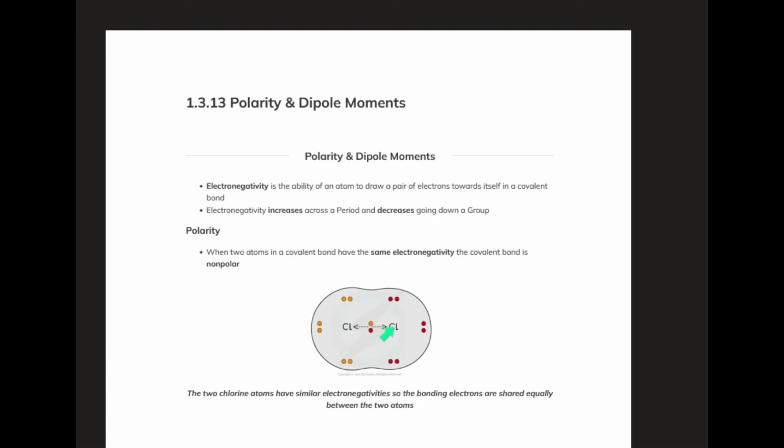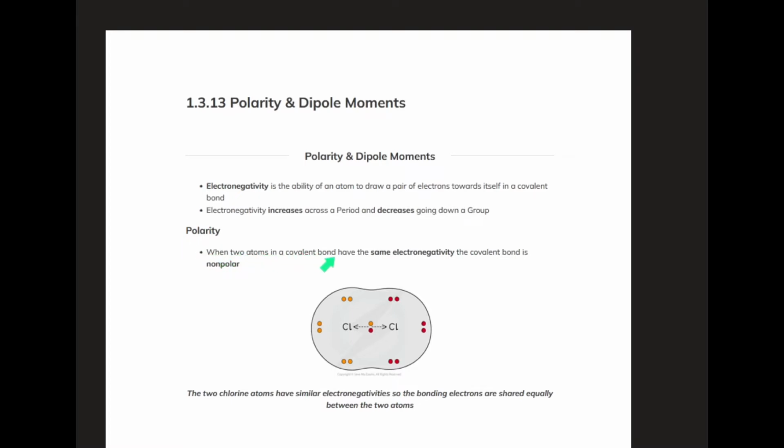That is more electronegative. So electronegativity increases across a period. That means when you go across the period to the right, electronegativity increases, and it decreases going down a group. That means if you go down a particular group, let's say group 1, the electronegativity decreases. That's the trend. And we look at what is polarity here.